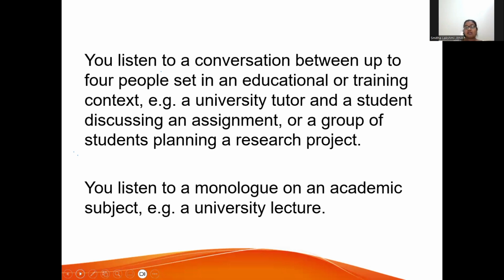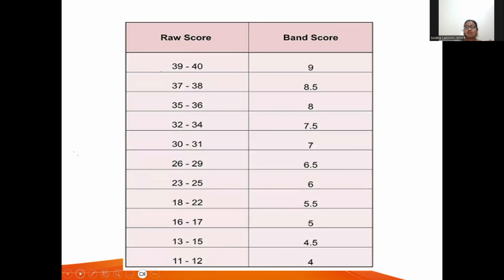And the last one, a lot of people make a lot of mistakes in this. Why? I will be sharing a tip in my orientation class, not here. This is a monologue on an academic subject, like a dissertation or a paper presentation. And this is the toughest part which a lot of students face in their examination. But I will be sharing some tips on how to get over that. I hope it's clear. Now I am going to show you the band score for this listening. And for general and for academic, the band scores are entirely different.